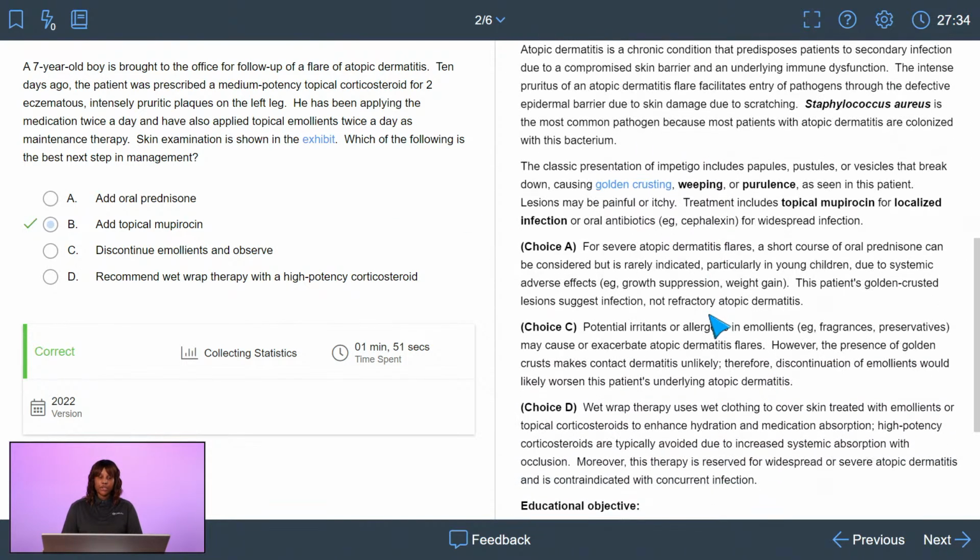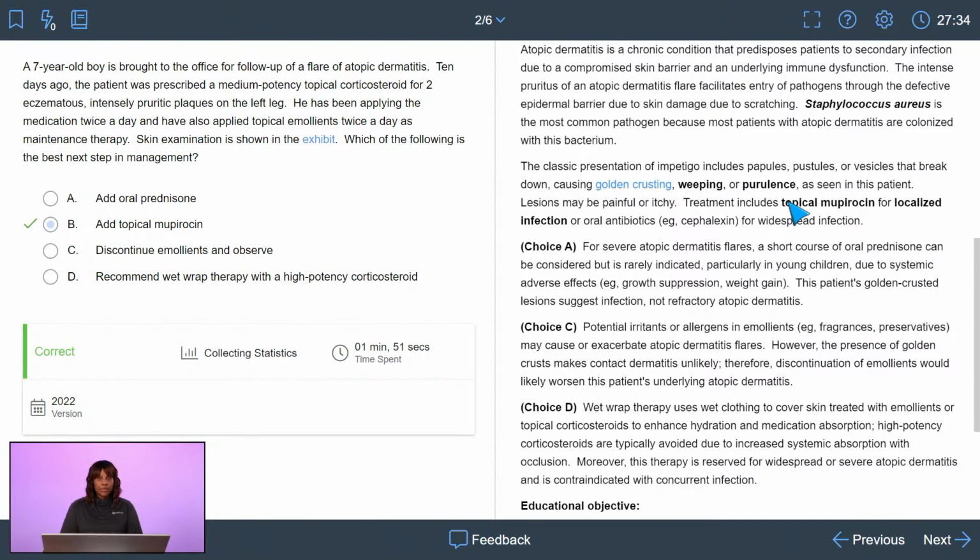So going through the other answer choices, A, adding oral prednisone. If this patient had a severe eczema flare, then sometimes a short course of oral prednisone is considered for treatment. However, this is a 7-year-old boy. We typically do not prescribe steroids in young children because they have pretty bad systemic adverse effects. It'll stunt their growth, it can cause weight gain and other things. Additionally, because this patient had those golden crusted lesions, it suggests an infection, not a refractory atopic dermatitis.